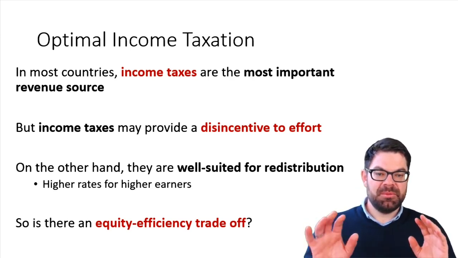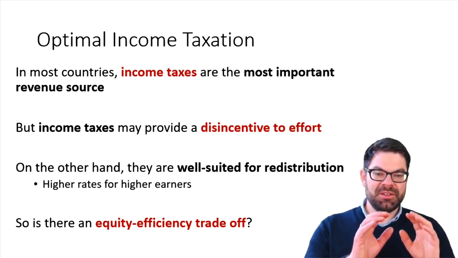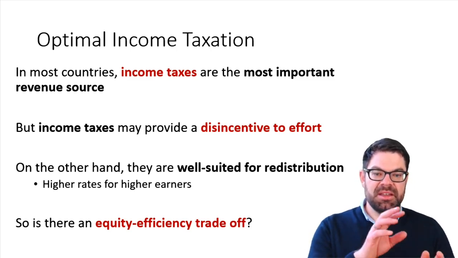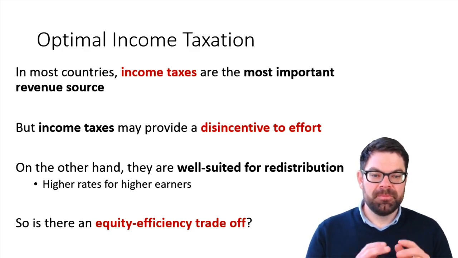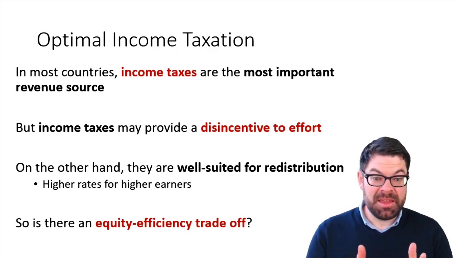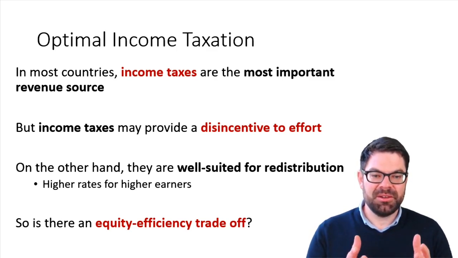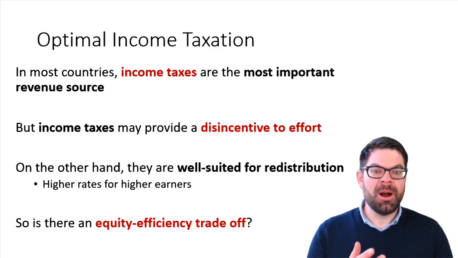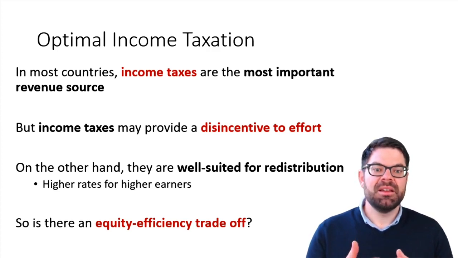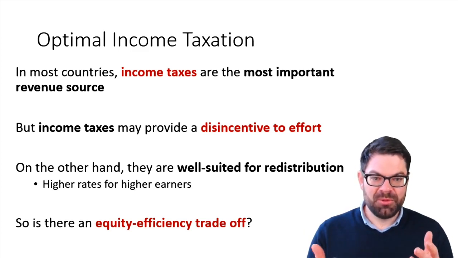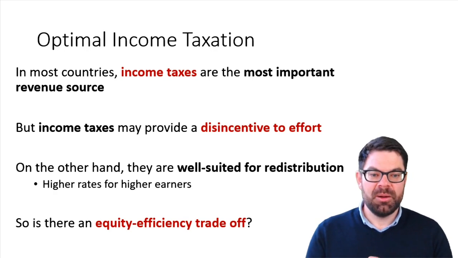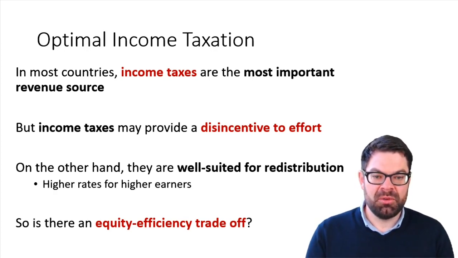So with this in mind, on the one hand you have this disincentive effect, and on the other hand you have redistribution effects, which calls for an equity efficiency trade-off. So there is a big equity efficiency trade-off, and there is scope for the optimal design of taxes, which depends on the workforce, the income distribution, and obviously also the government's preferences for redistribution.